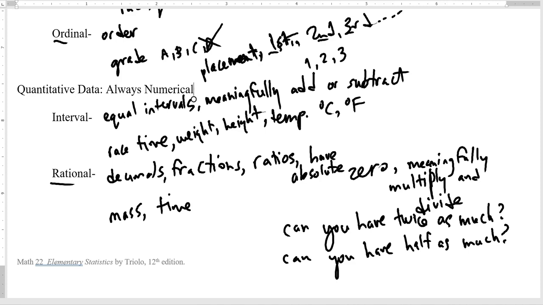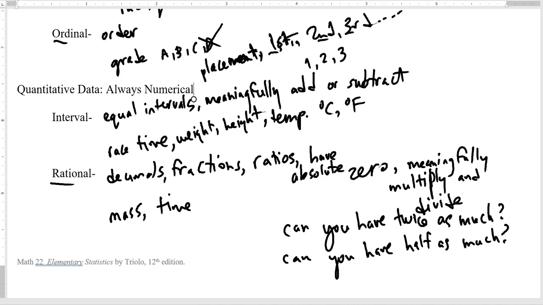You're like, why are they not rational? Well, can you have 0? You're like, yeah, it's 0 degrees. Yeah, but is it meaningfully 0? Is 60 degrees twice the temperature of 30? So you're like, I don't know. But my science people are going, no. 60 degrees is actually not twice as warm as 30. It doesn't work that way.